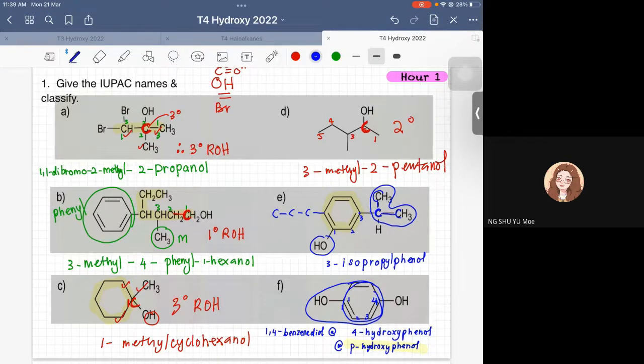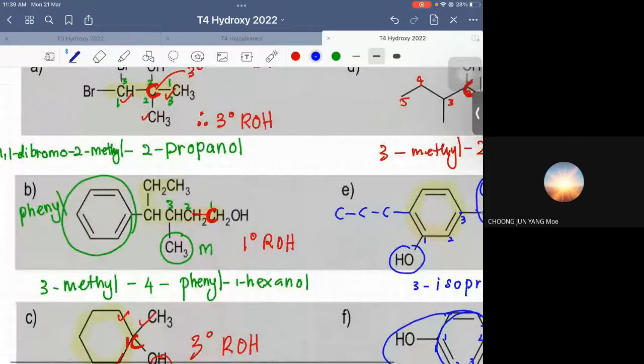Yes, Junyang? Madam, untuk B, kalau saya tak tulis 1-hexanol, saya terus tulis phenyl hexanol, boleh tak? Which one? B, 1B. Oh, okay. Tak ada masalah. Understood. But it's better to give the number to 1-hexanol. Okay, because there is possibility is 1-hexanol, 2-hexanol, 3-hexanol. Better you letak lah.